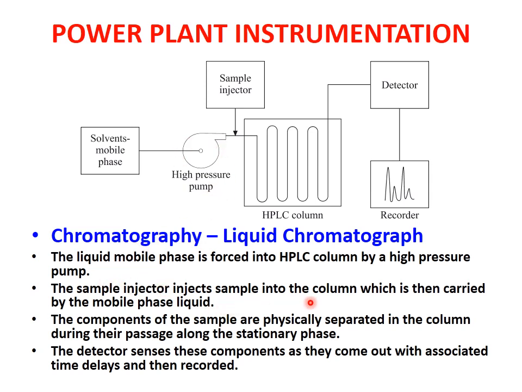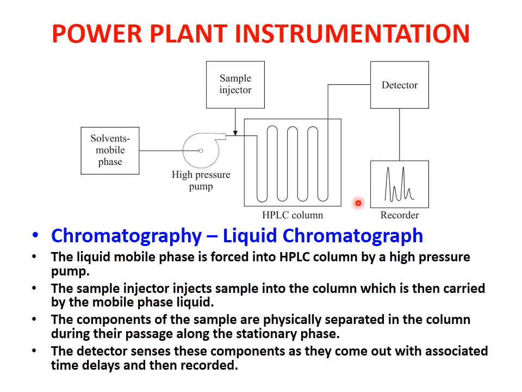The liquid mobile phase is forced into the HPLC column by a high pressure pump, as we have seen in the working. The sample injector injects sample into the column, which is then carried by the mobile phase liquid. So when the sample is injected at the end of the high pressure pump, this sample plus the solvents will be carried in the HPLC column, so that the detection will be done when the constituents are separated. The components of the sample are physically separated in the column during their passage along the stationary phase.